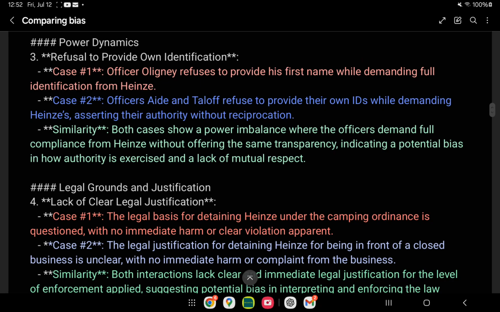Power dynamics. Refusal to provide own identification. Case 1. Officer Outagamie refuses to provide his first name while demanding full identification from Hines. Case 2. Officers Aide and Tayloff refuse to provide their own IDs while demanding Hines's, asserting their authority without reciprocation. Similarity. Both cases show a power imbalance where the officers demand full compliance from Hines without offering the same transparency, indicating a potential bias in how authority is exercised and a lack of mutual respect.